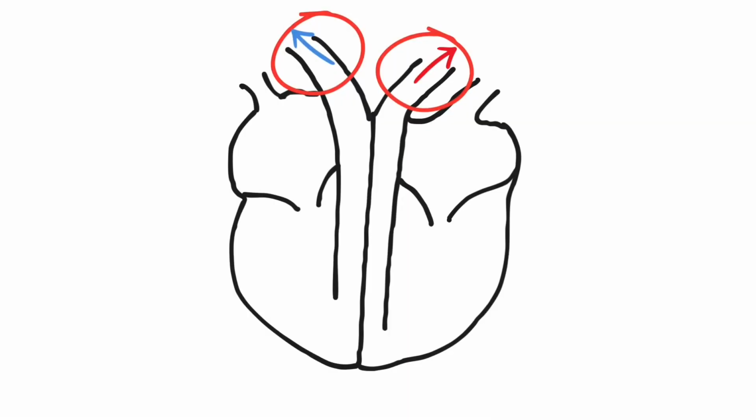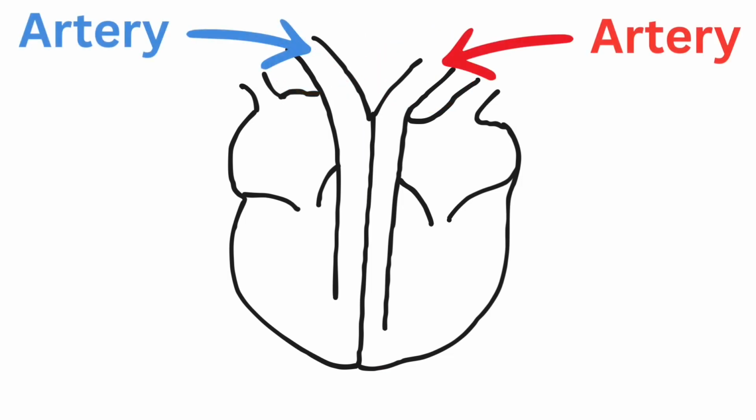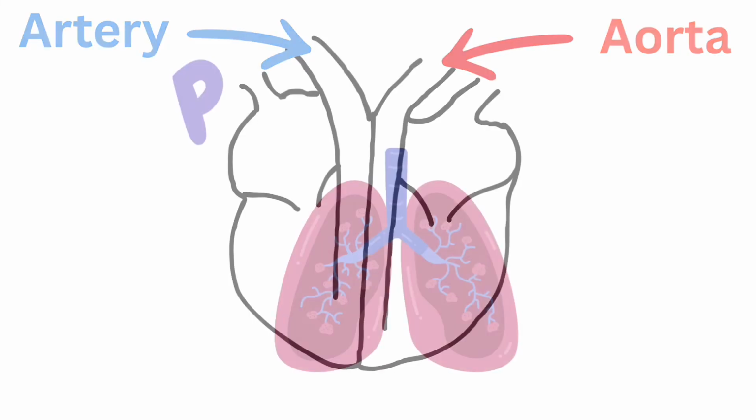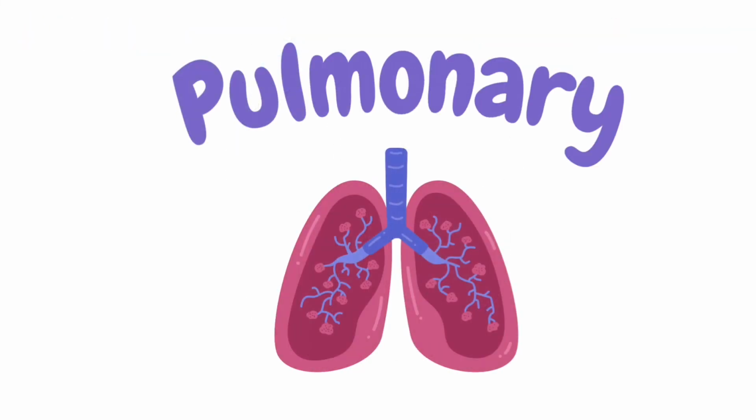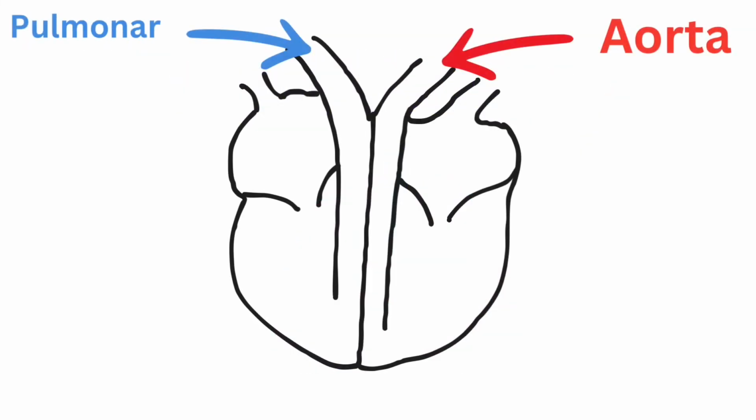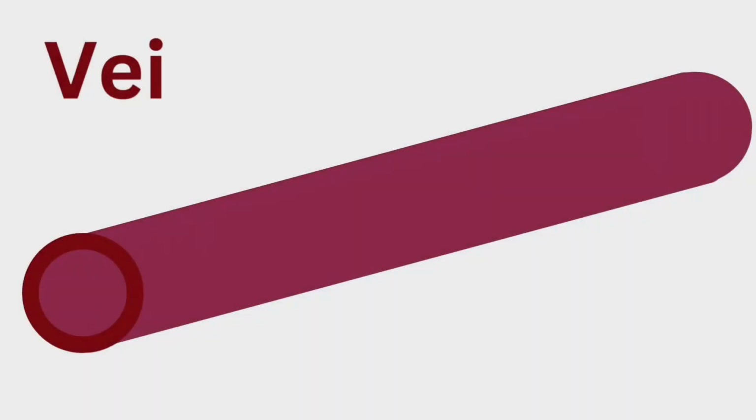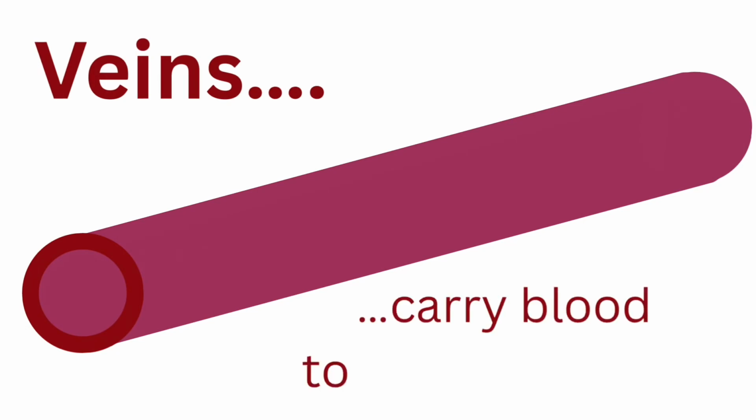Because these 2 blood vessels are carrying blood away from the heart, they're both arteries. So we can label them both as an artery. This artery is called the aorta. The aorta carries oxygenated blood away from the heart to the body. When you see the word pulmonary, try to think of the lungs. The pulmonary artery carries blood away from the heart to the lungs. Veins are another example of a blood vessel. Veins carry blood towards the heart.